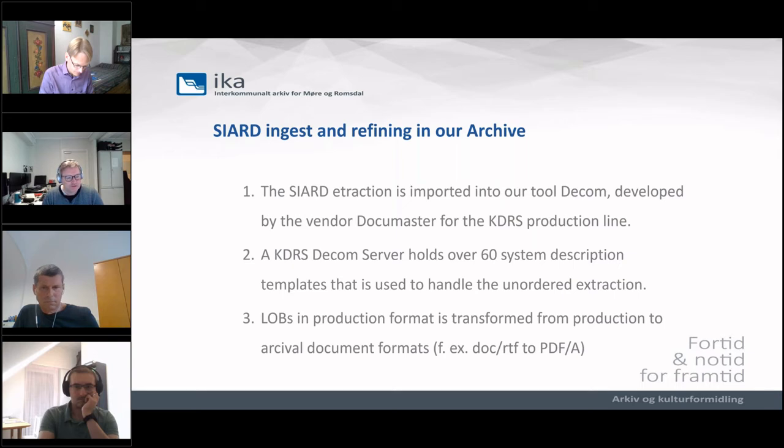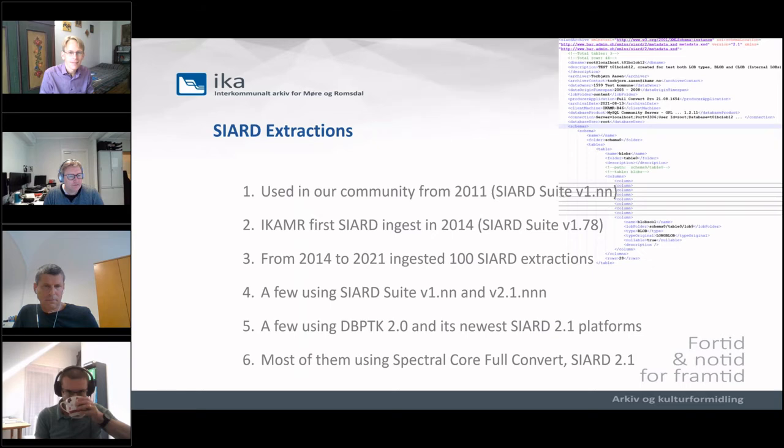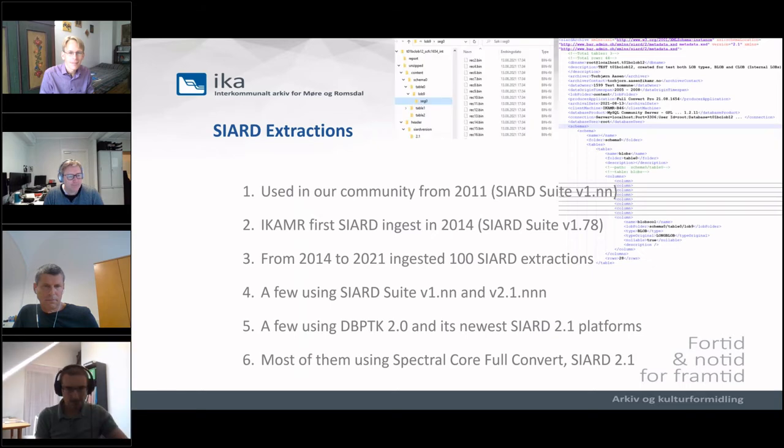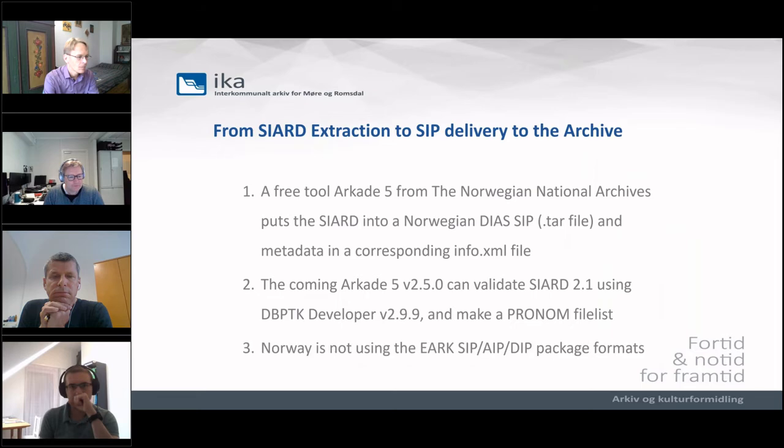The LOBs in the production format are also transformed from production to archival formats. As we could see in the previous slide, a binary file in the database is extracted into a bin file, as the tool just sees raw data and you don't know what it really was.